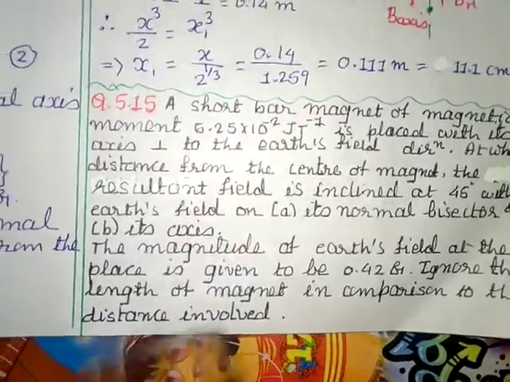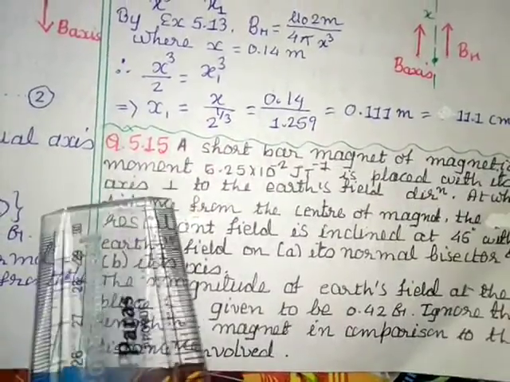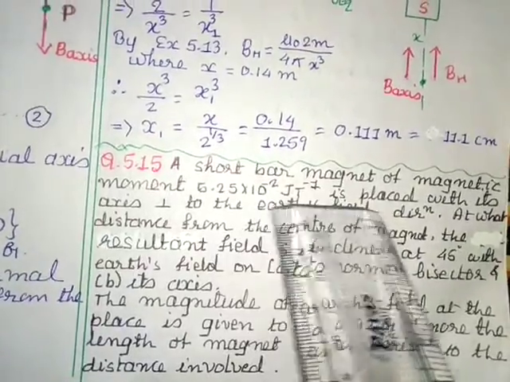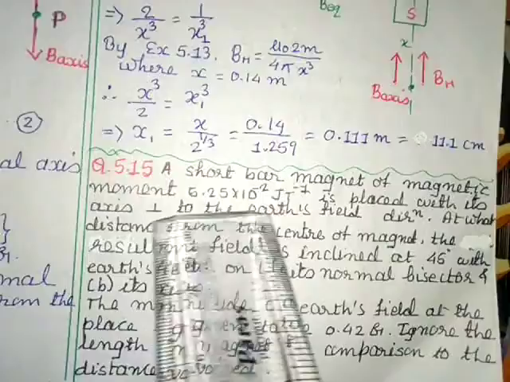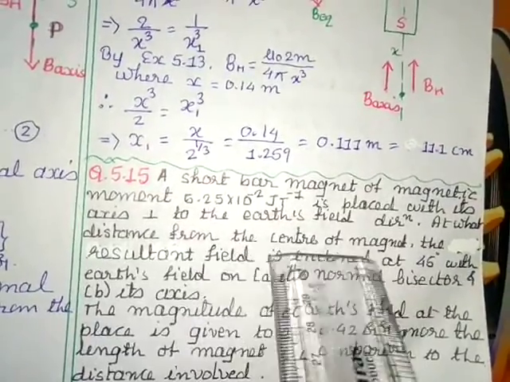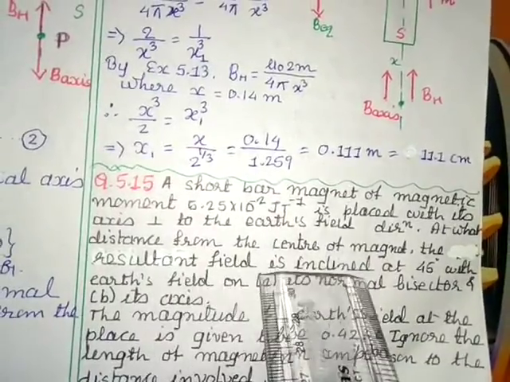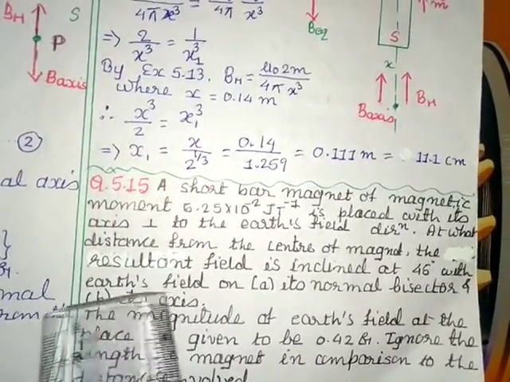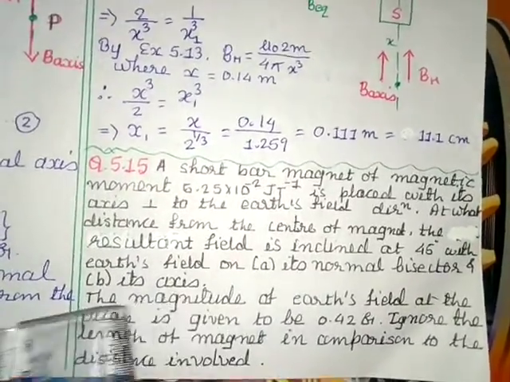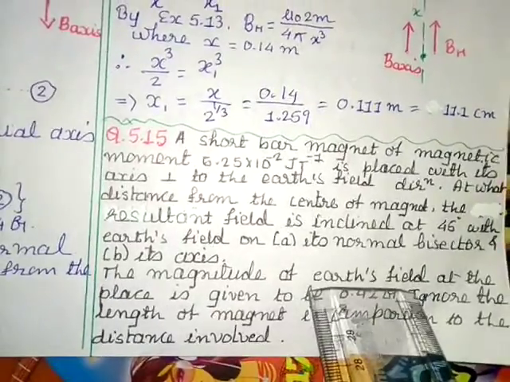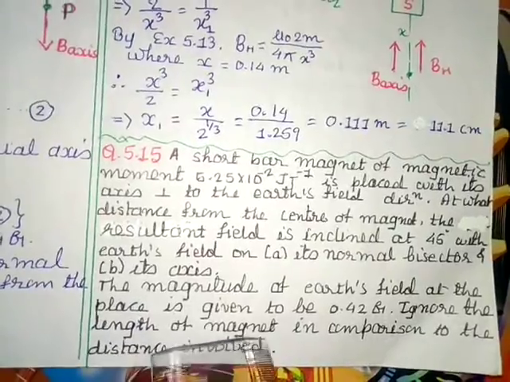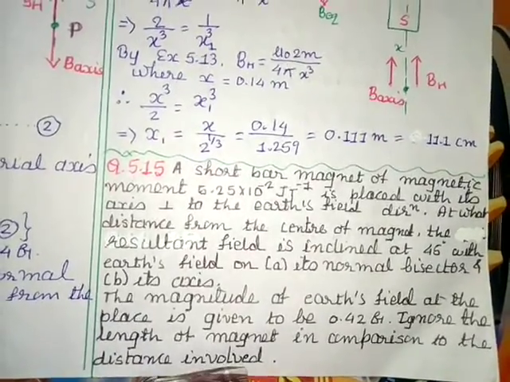Question number 5.15. A short bar magnet of magnetic moment 5.25 into 10 to the power minus 2 joule per Tesla is placed with its axis perpendicular to the Earth's magnetic field direction. At what distance from the center of the magnet is the resultant field inclined at 45 degrees with Earth's field, on number A the normal bisector and number B the axis. The magnitude of Earth's field at the place is given to be 0.42 Gauss. Ignore the length of the magnet in comparison to the distance involved.